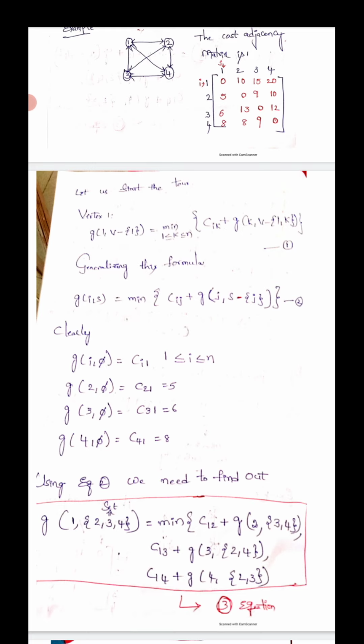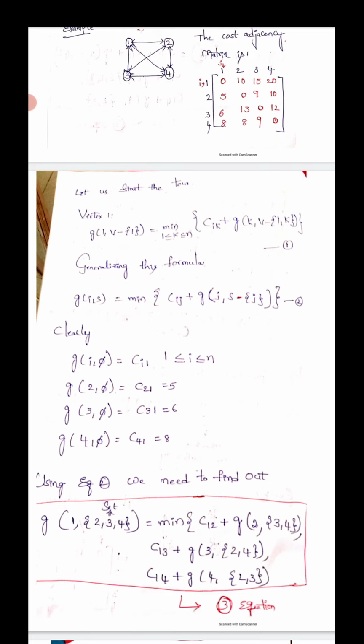Likewise, the set of cities is 2, 3, 4. First we complete 2, next we complete 3. Using equation 2, we find c_1j with j equal to 3, plus g(3, {2, 3, 4} - {3}). With 3 gone, we get {2, 4}. Next we follow 4, which is in the set.